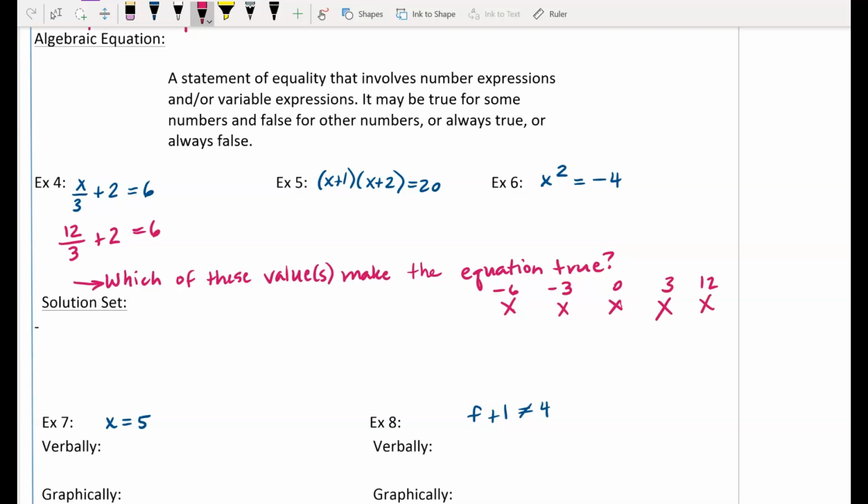It's not negative 4. There's no way that you can square a number and get a negative on this side right here. So that's a clear indication that there are no solutions to this equation. And we'll see how to write that in our next set of examples.